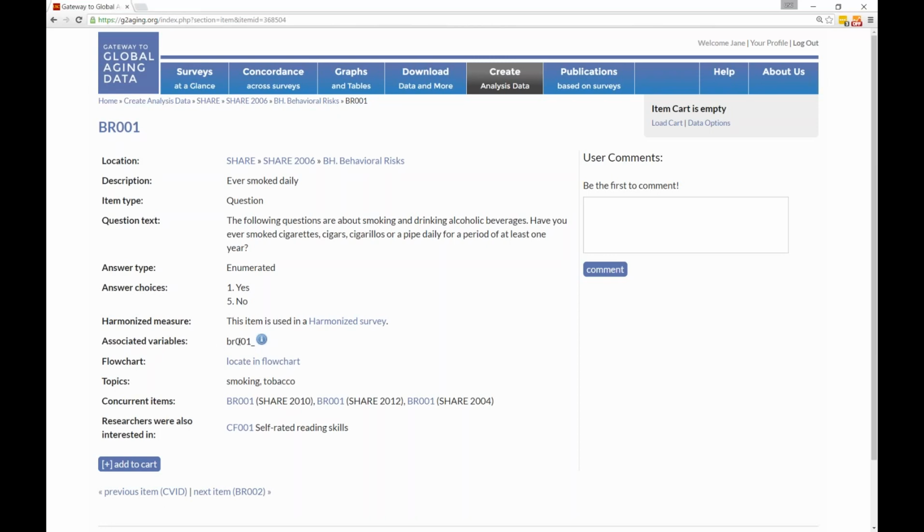And we also have this associated variable. So if you have the shared data set, and we'll talk about how to get access to that shared data set, you could find the microdata that correspond to this question in the variable BR001 underscore. You can locate it in a flowchart, and we have a couple of topics assigned. We also highlight concurrent items. So this is the same question that's asked at different waves. And then we also have some researchers we're also interested in, which is a bit of cart matching. And it looks like someone has been using the site and is looking at smoking and possibly also related to self-rated reading skills.